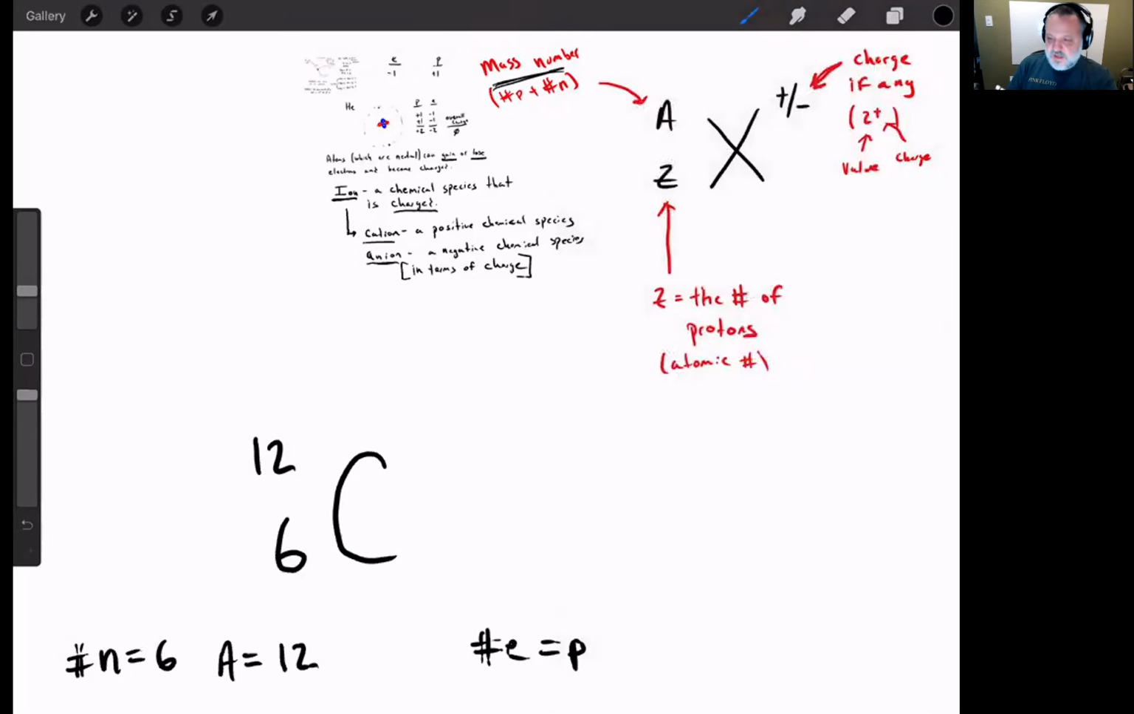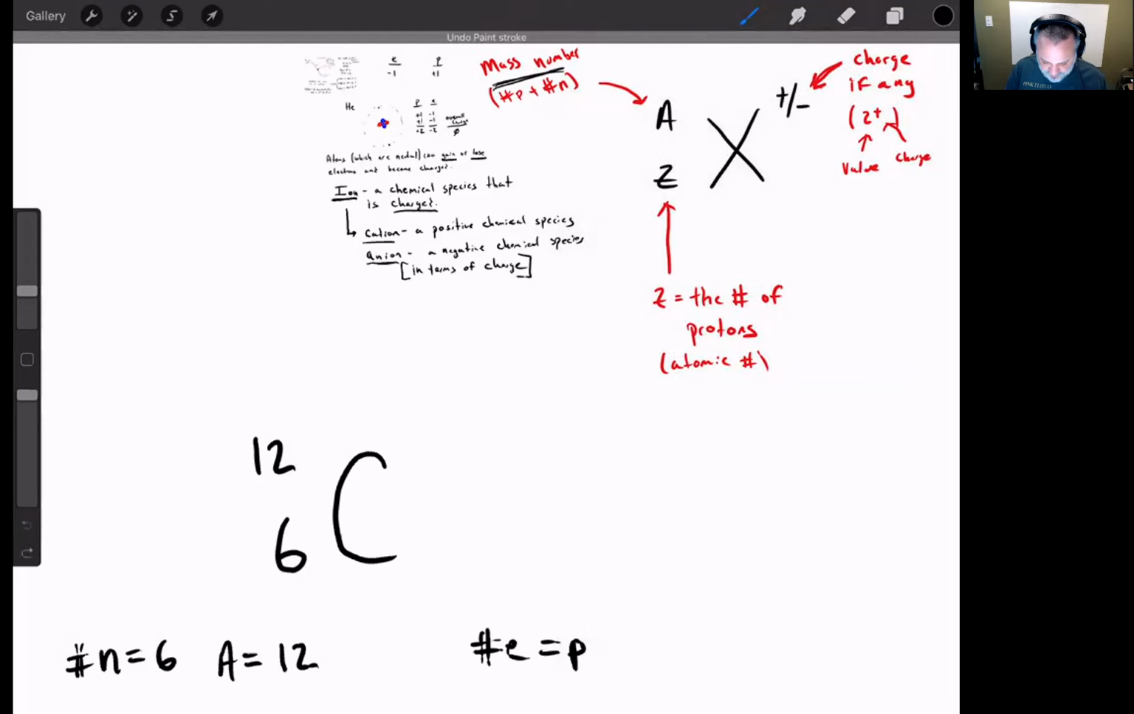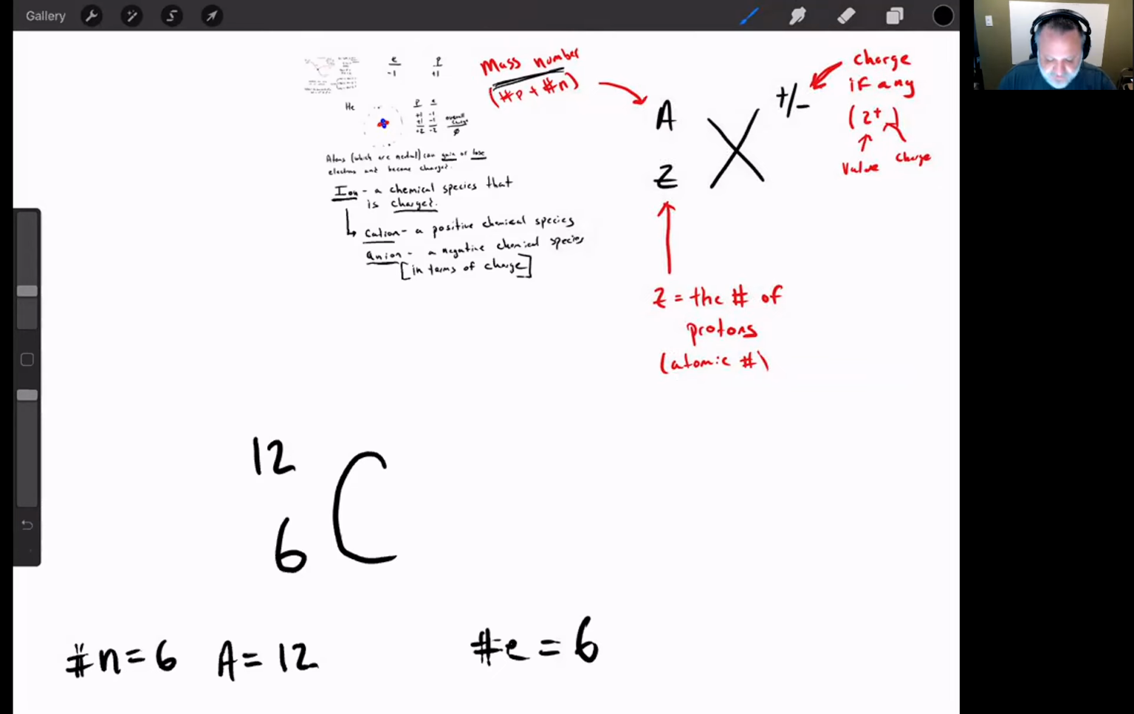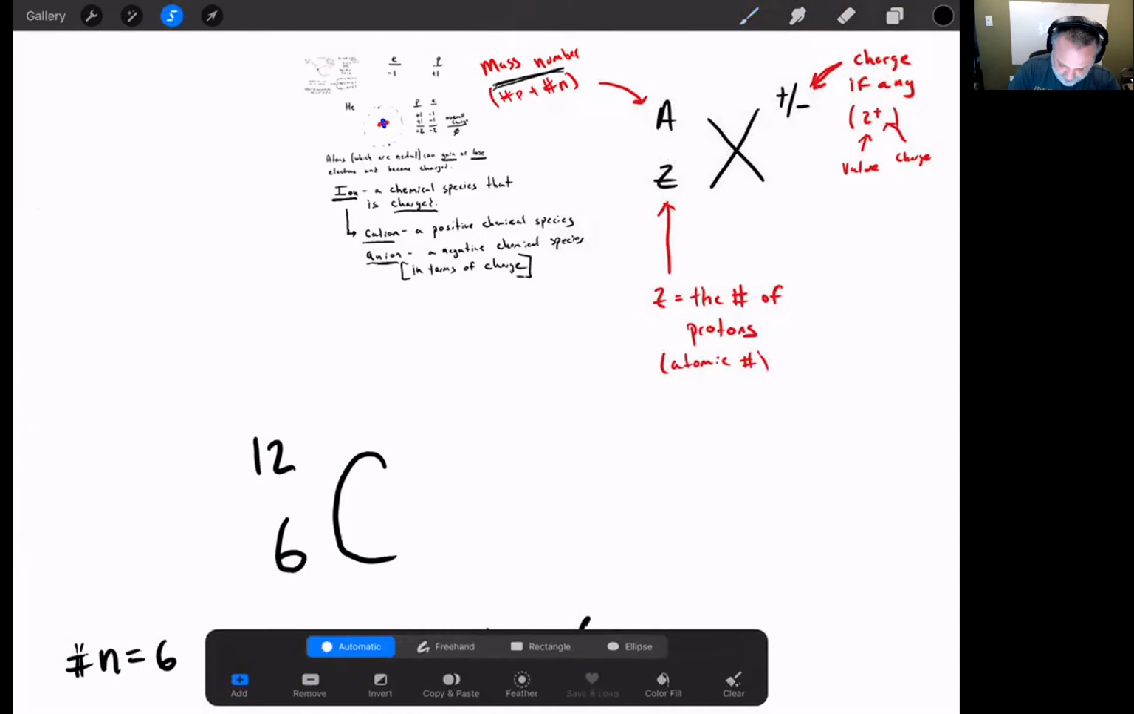The number of electrons has to be the same as the number of protons. And so if I want to make them the same, then that means the number of electrons has to be 6. The number of electrons has to be 6.